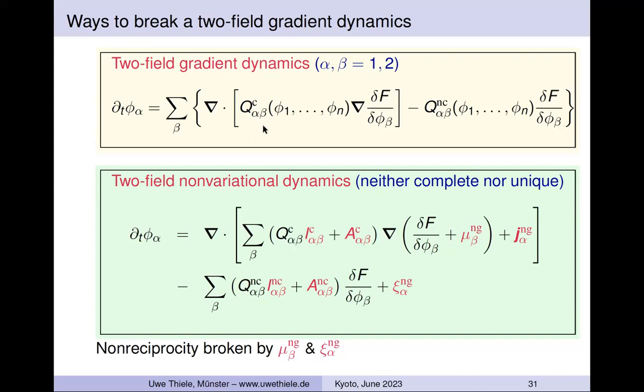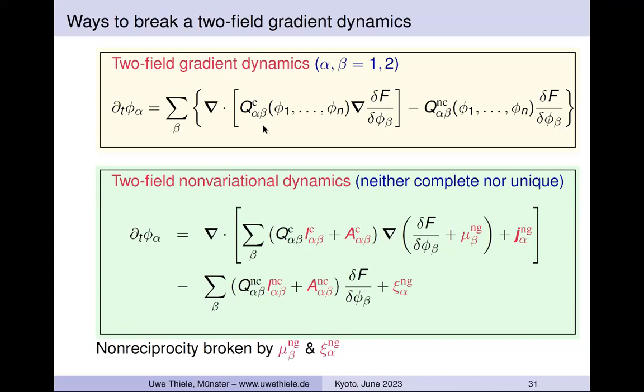But you could also break the structure of the mobilities, right? You could make it non-positive definite, so you could make it indefinite, and you could break the symmetry. You could add an antisymmetric part. But this is a disclaimer: I think this is neither complete nor unique how I have written it down, and this is something where some mathematician could look into it.